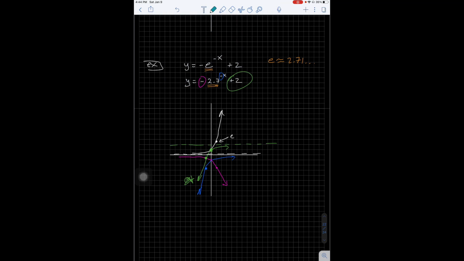And domain, all reals, all the time. Range, here's my asymptote and my graph is below it. So I'm going to go negative infinity to my asymptote, which is 2. Done. And that's all the E is. Everywhere you see it, just write in 2.7 and proceed as normal.